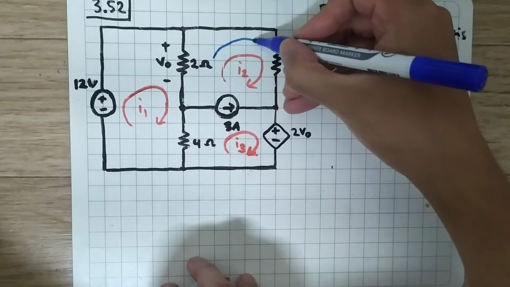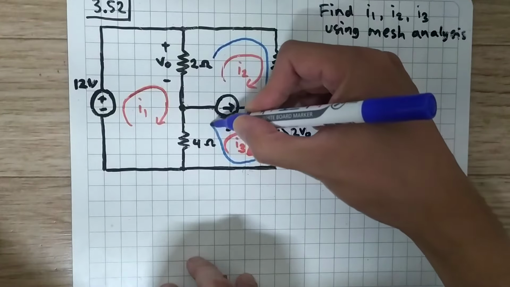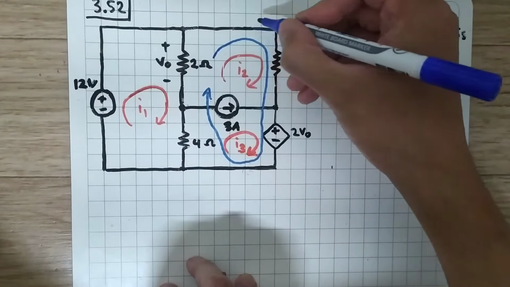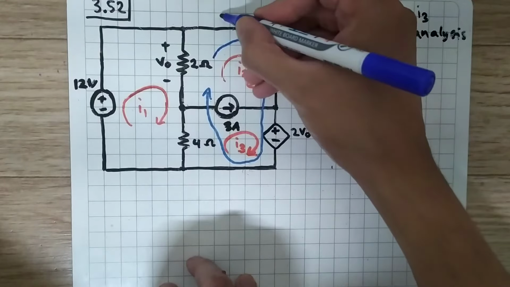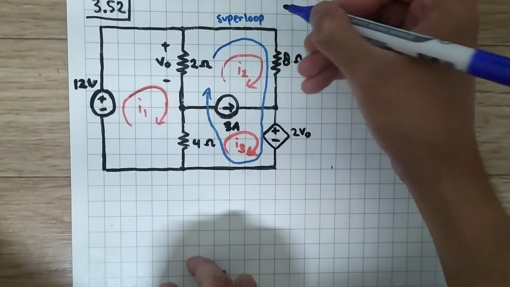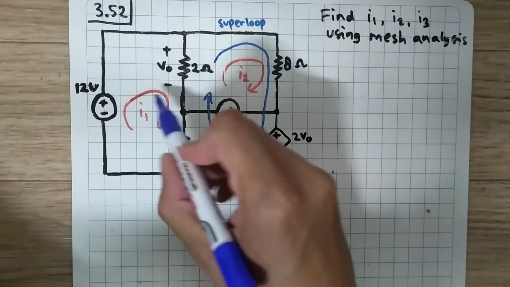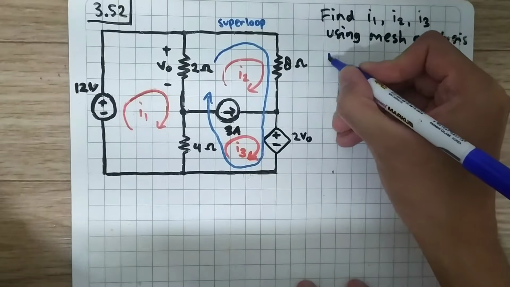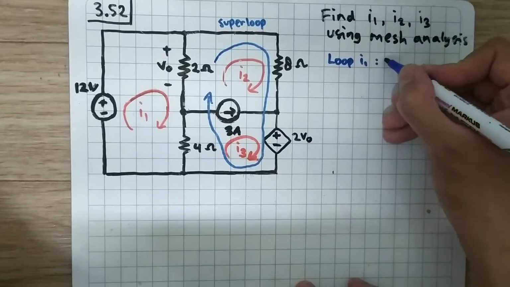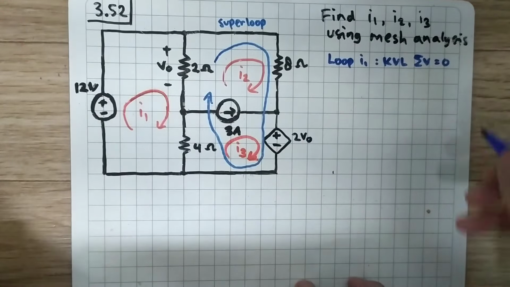So here we have a very large loop, and let's name this the super loop. Okay, the blue one is the super loop. And now let's start the analysis at this loop I1. Loop I1, and we apply KVL. The sum of voltages in a loop will equal 0.